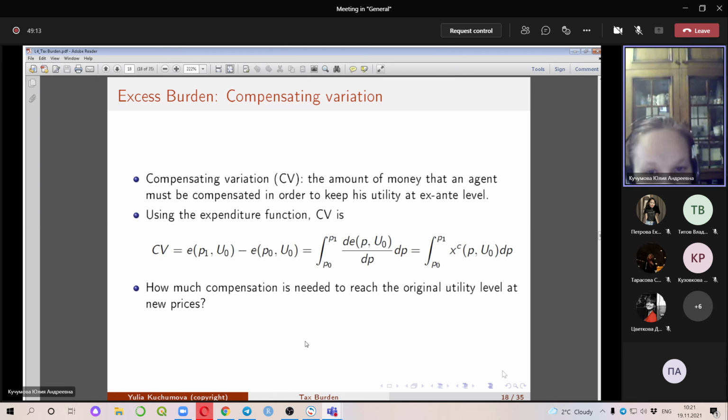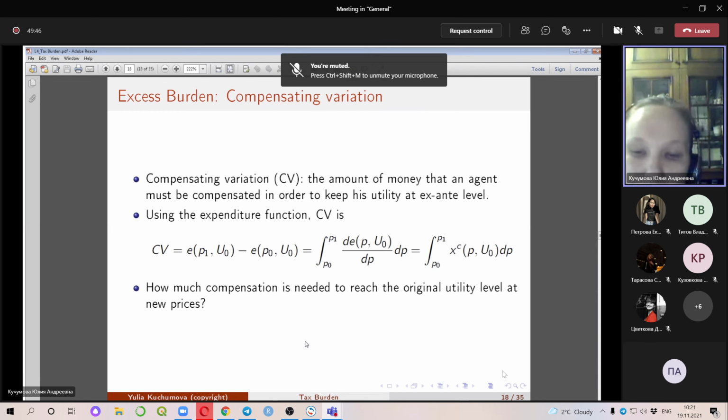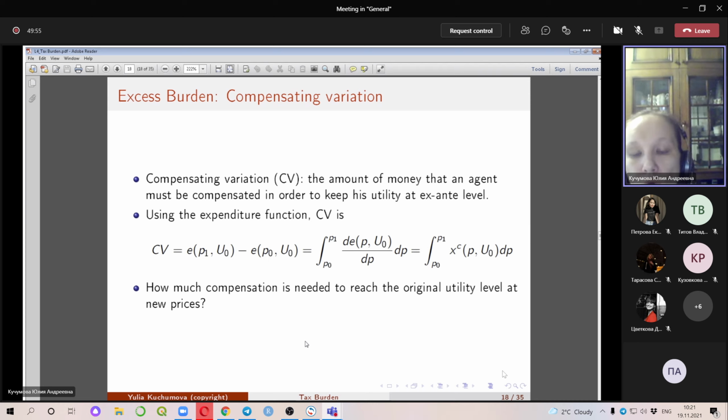If we simply look at this difference, we can rewrite this as an integral of the derivative of the expenditure function, dE/dP, integrated from P0 to P1. This is just a mathematical formula, right? But then we need to recall a property of the expenditure function. The derivative of the expenditure function with respect to price is equal to Hicksian, or sometimes we call it compensated demand, which is here denoted by XC.